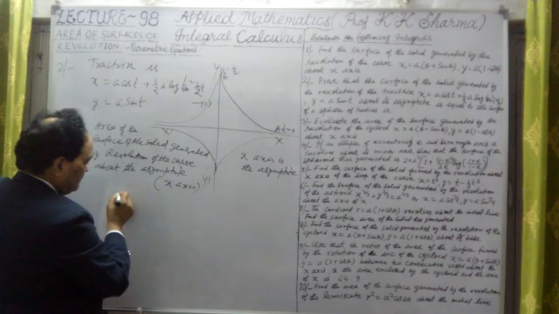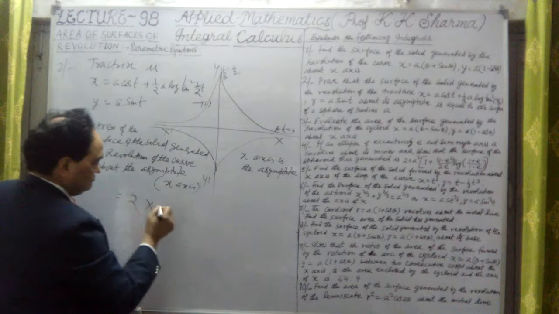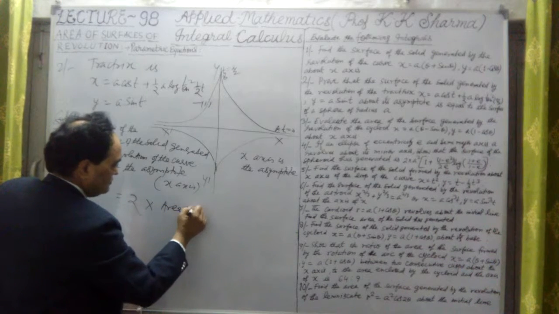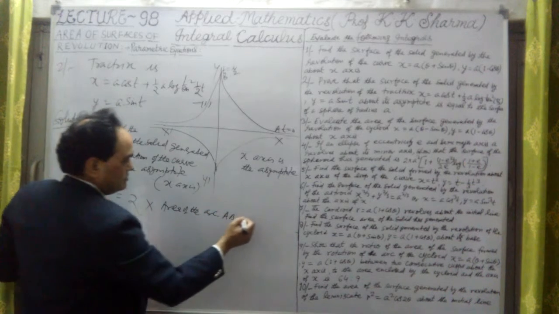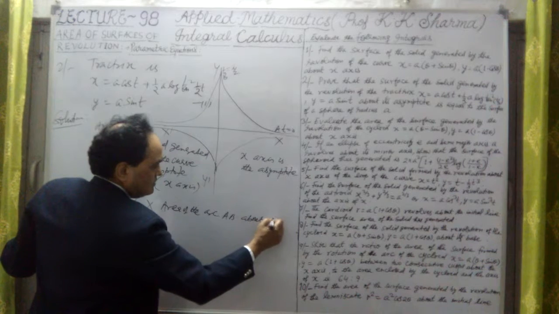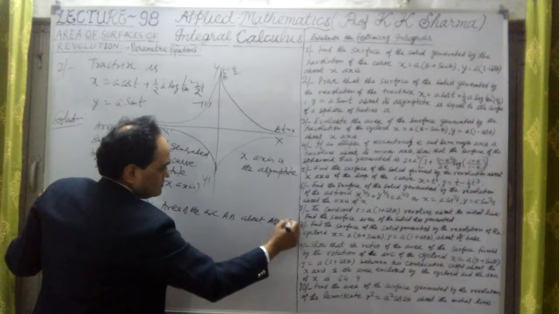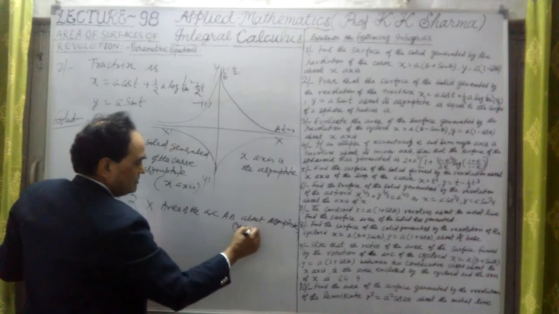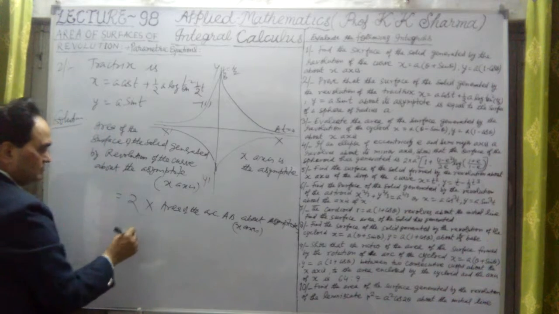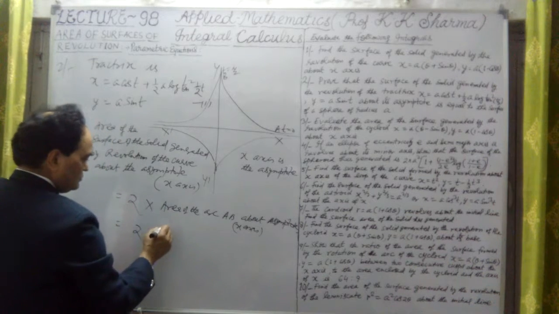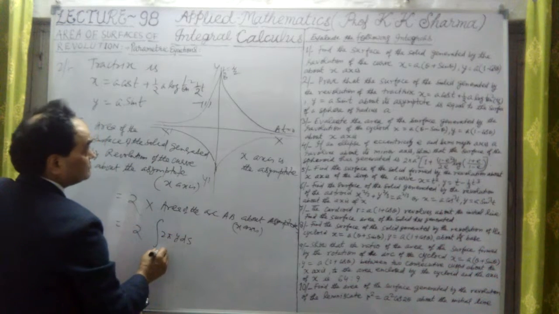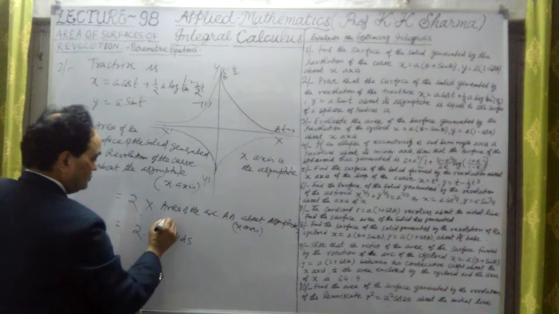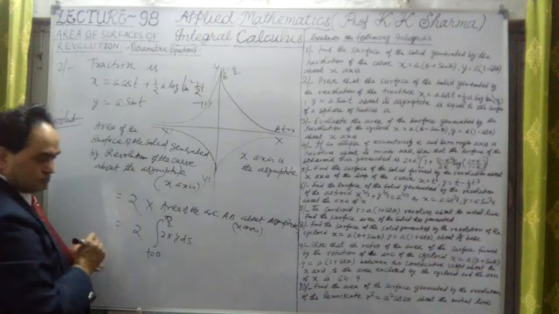So what is the total area? It will be twice the area of the arc AB about the asymptote, the x-axis. The asymptote, twice we have to multiply. So this will give us 2 into the integral of 2 pi y ds, where the limits are t equal to 0 to pi by 2. This is the basic formula.